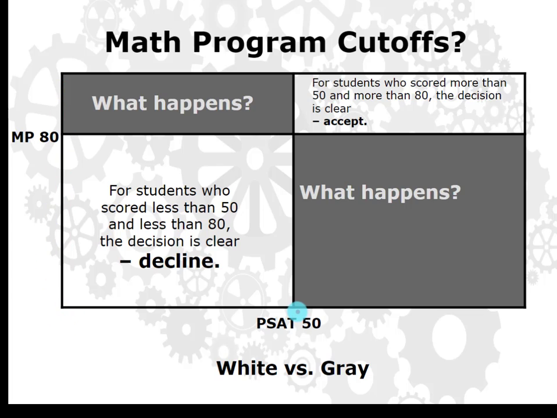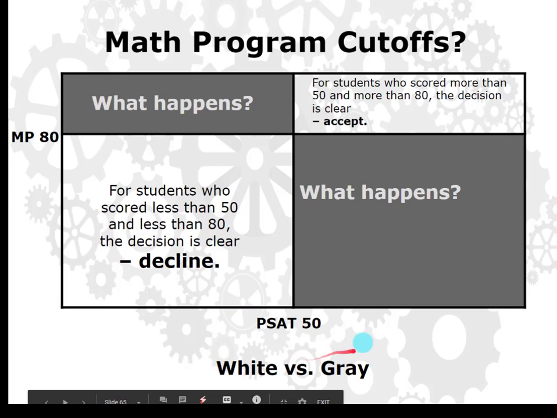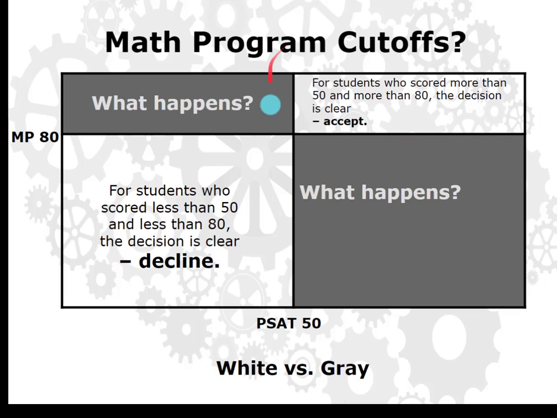If a student scores below 50 on the PSAT and below 80 on the math placement test, they are not going to be placed in the track. If the student scores above 50 on the PSAT and above 80 on the math placement test, then they're definitely going to let them into the college track program.